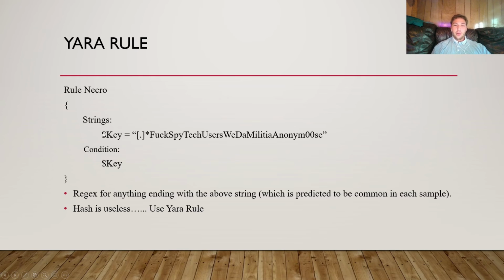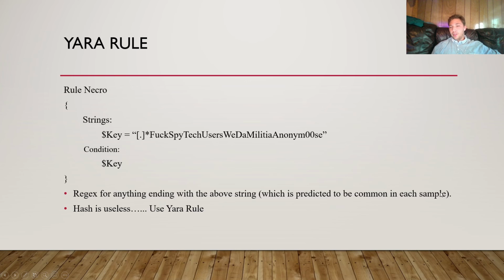So here's the rule. The one string that's like a telltale to this program, I'm pretty sure about it, is this wonderful string right here. This basically says anything preceding "screw spy tech users, we militia," and so on, and then conditions on finding this key. I highly doubt this key's anywhere else. I could be wrong, but I'm fairly confident this will be a really good indication of whether or not it's actually Necro on your machine.